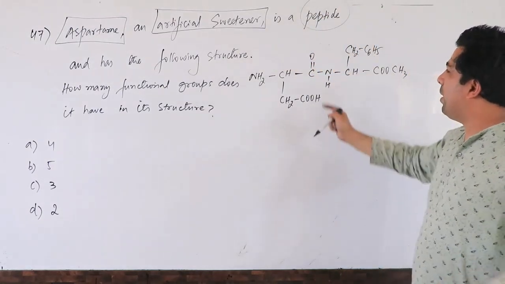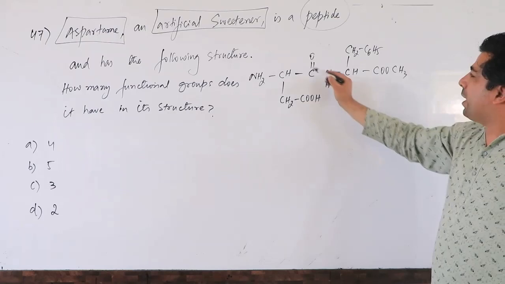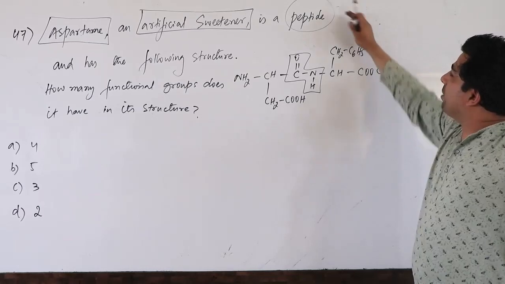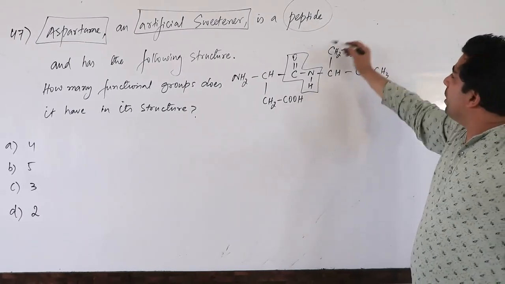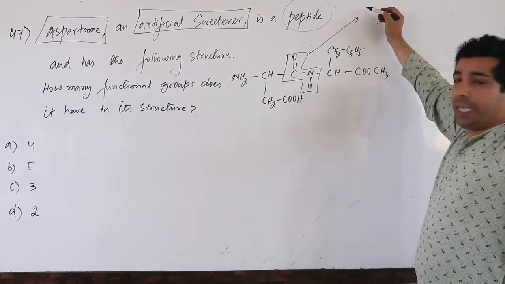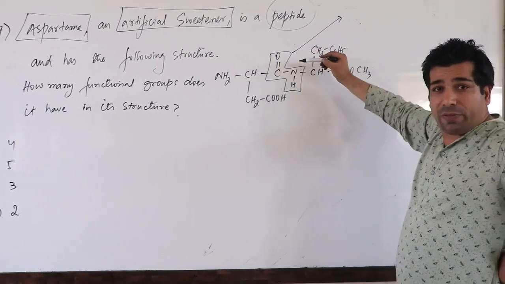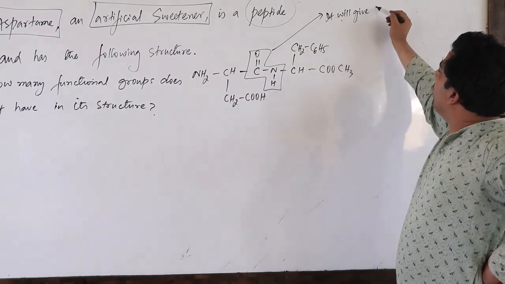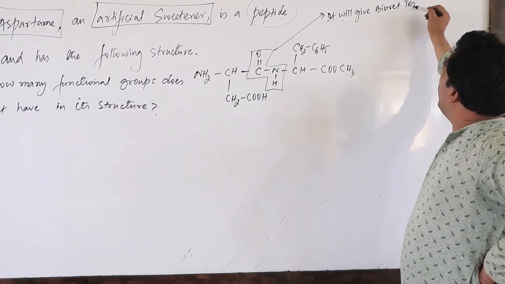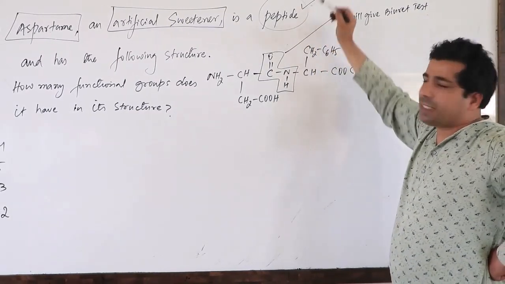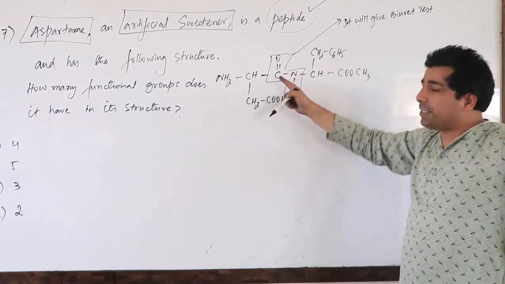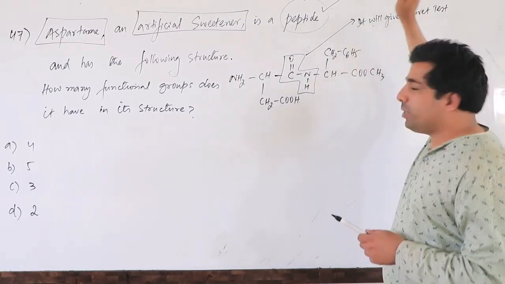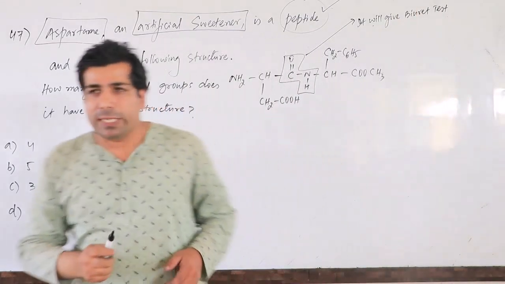Why do we call it a peptide? Because it has a peptide bond. CONH is a peptide bond. Look here. One more thing I would like to tell you. Just now we have done one test, the Biuret test. What is required for the Biuret test? CONH group is required for the Biuret test. That means it will give the Biuret test. Why? It's a peptide. First thing, it's a peptide, so it will give the Biuret test. And Biuret test means it should have a CONH bond. Does it have a CONH bond or not? So it will give the Biuret test. Correct? First thing.